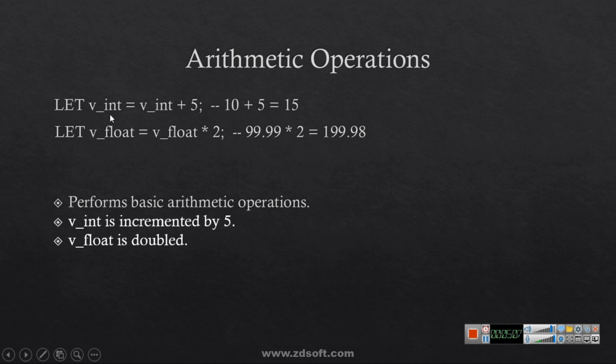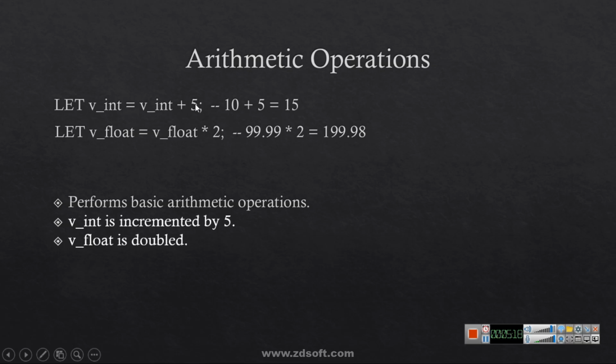So now, arithmetic operations. Let's say if you wanted to do any arithmetic operations, then firstly let v int equals to, then we are assigning value for this v int variable with the v int plus 5. So in the v int earlier we declared the value as 10, so v int plus 5, so it will become 10 plus 5 equals to 15. So automatically now the value which will be stored in v int variable will be 15.